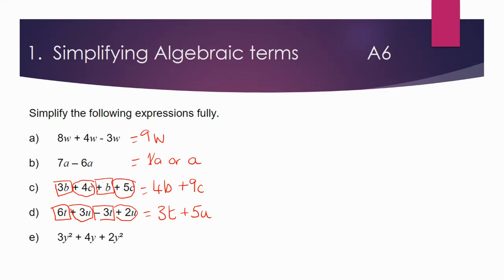Now on this one, we've got all y's, but if you notice, this one is y squared. This one is not, so it's different to this one. And then we've got another y squared there, okay? So we can put these two together. So 3 plus 2, so that's 5y squared. And then we're going to add on our 4y.